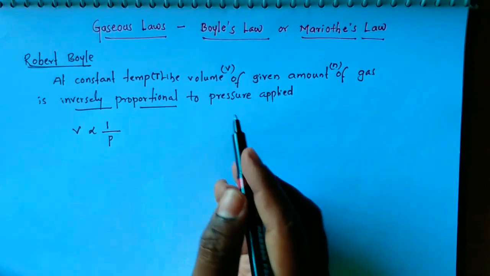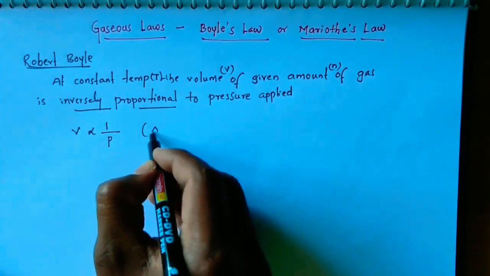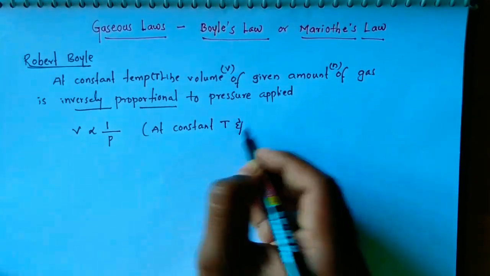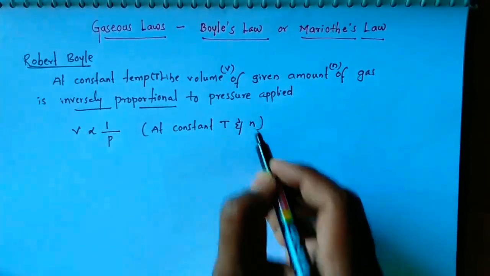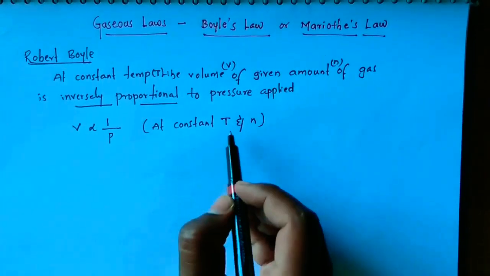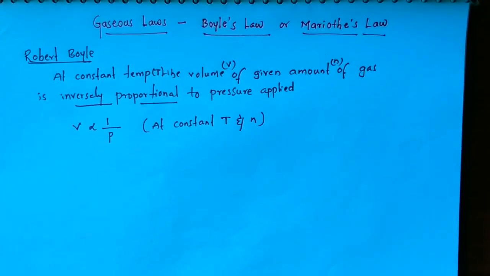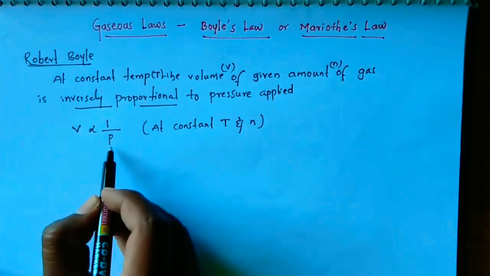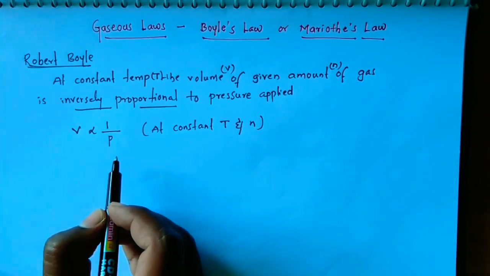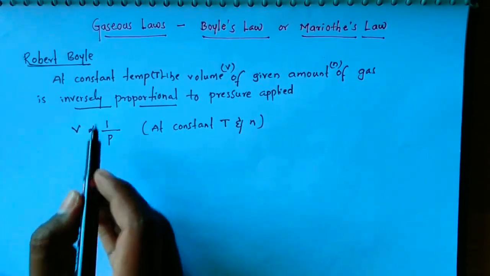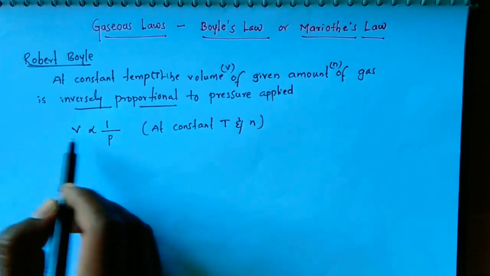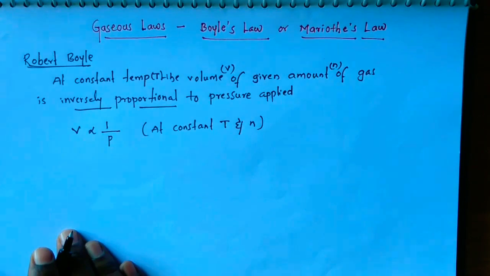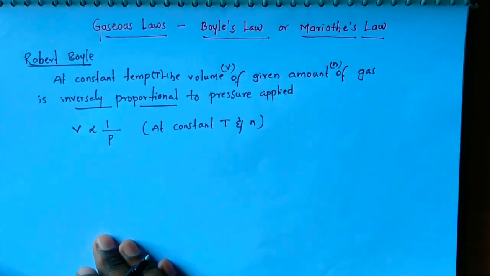So what are the constant terms here? Constant temperature and constant number of moles. These two should be fixed. At that condition, the volume of the gas is inversely proportional to the pressure applied. Inversely proportional means if the pressure increases, the volume decreases, and if the pressure decreases, the volume increases.